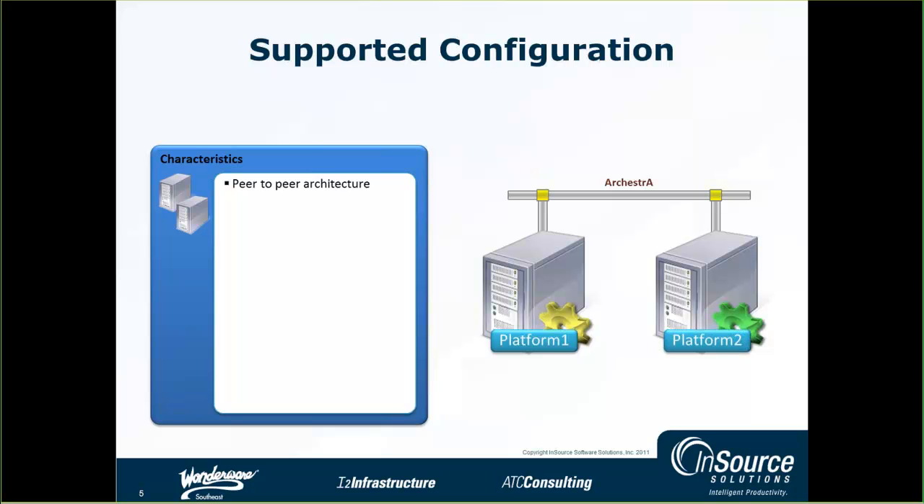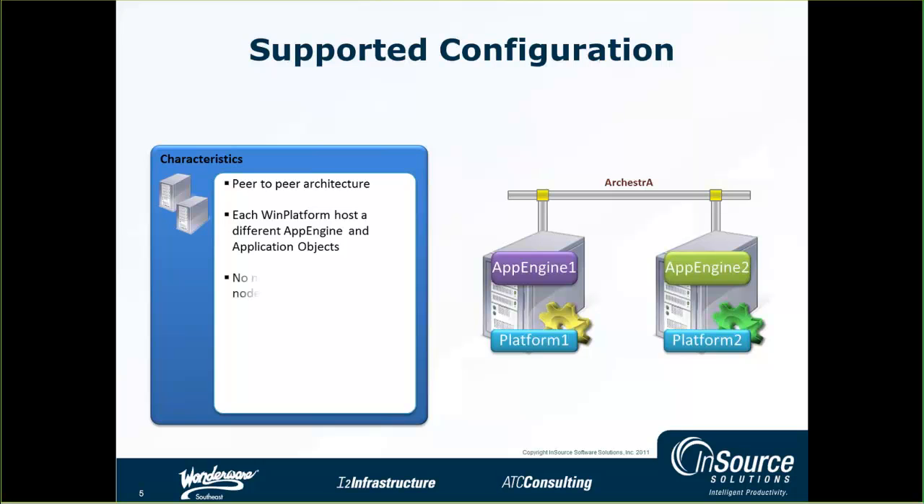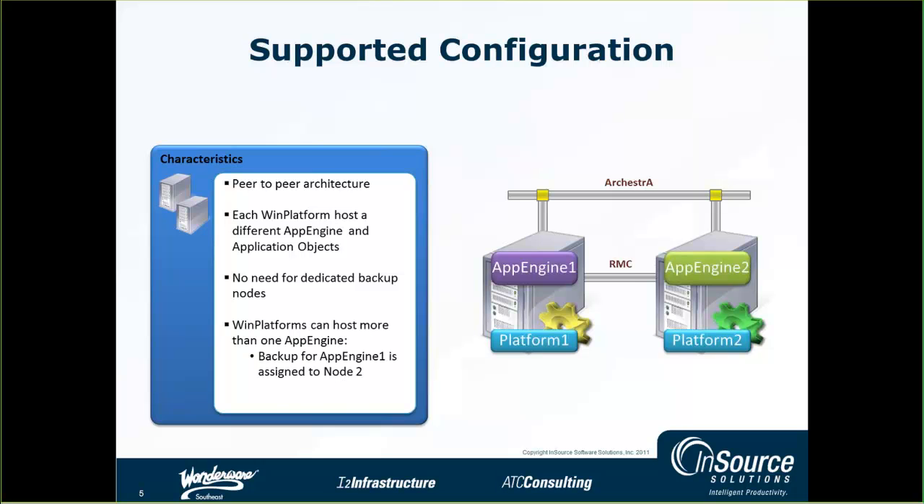Supported configuration is peer-to-peer architecture. Each Win platform hosts a different app engine and application objects. There's no need for a dedicated backup node, meaning you can run some primary app engines on the first primary server and some on the secondary backup server, and they can be a failover of each. So you don't have to have one box just sitting there doing nothing, wasting resources. And Win platforms can host more than one app engine.